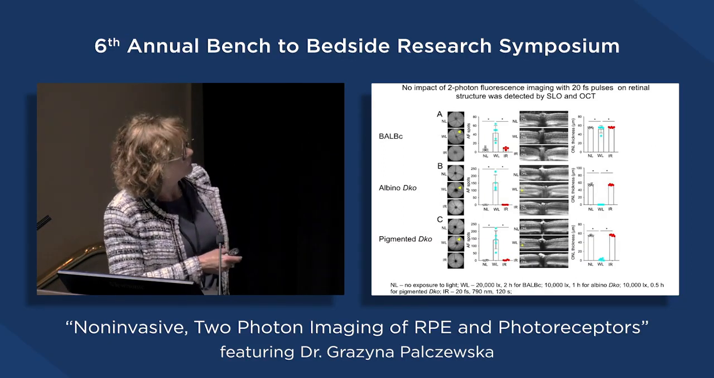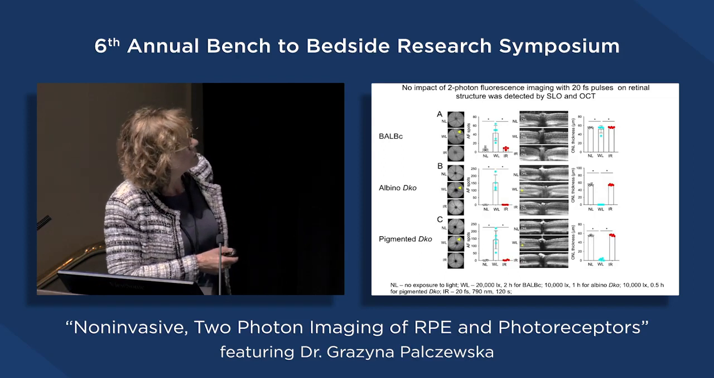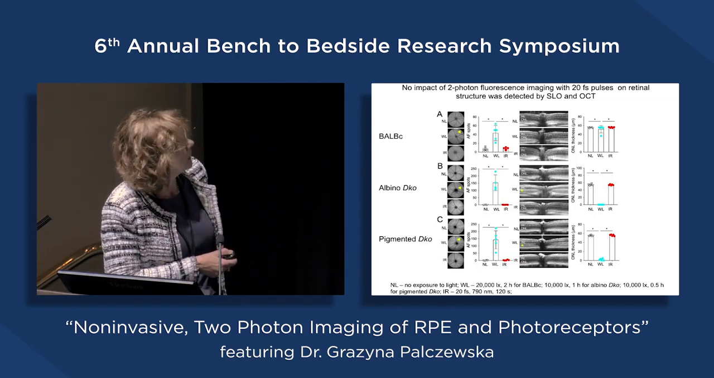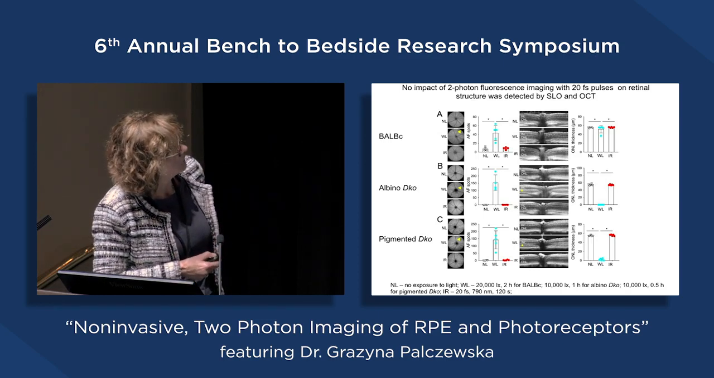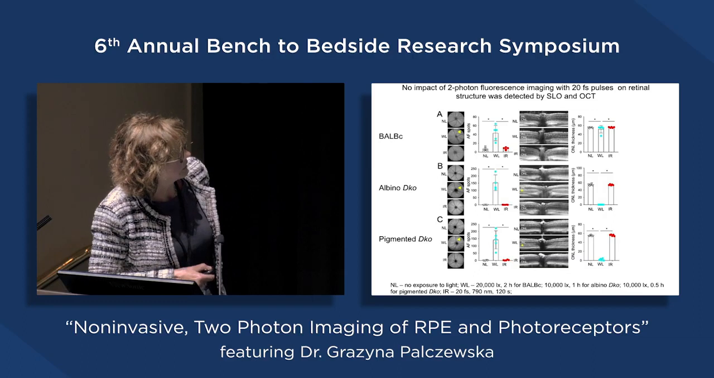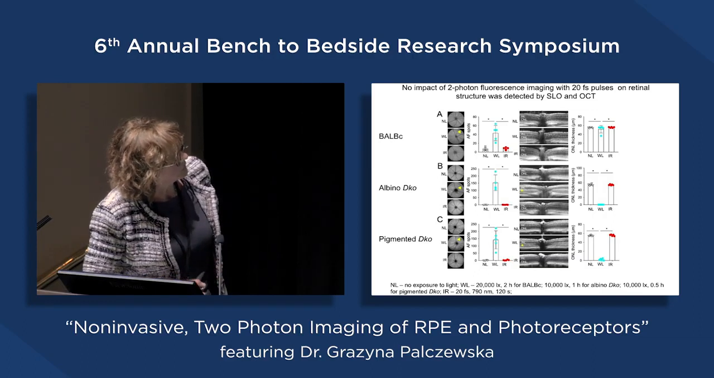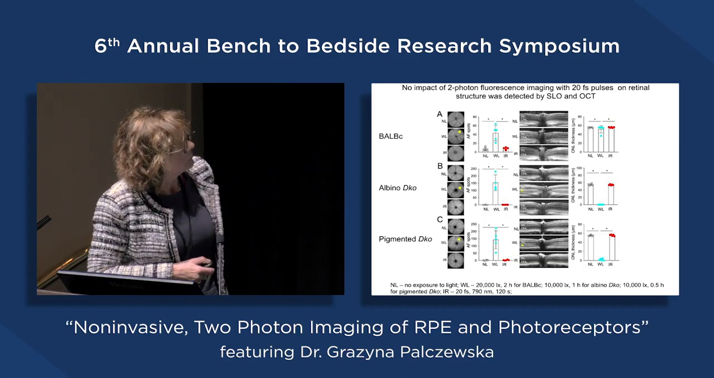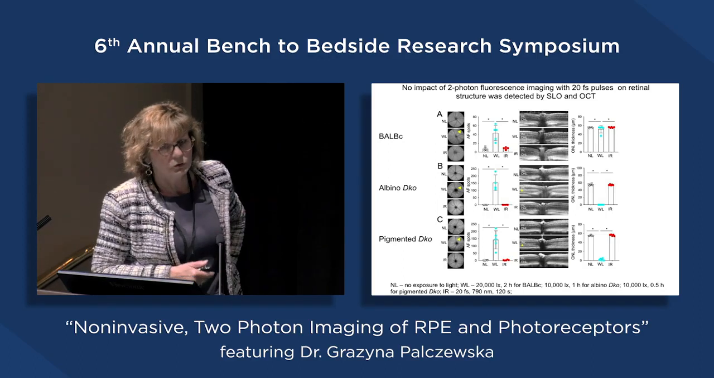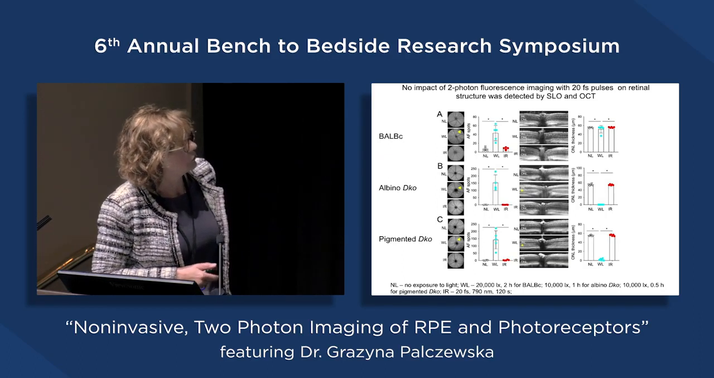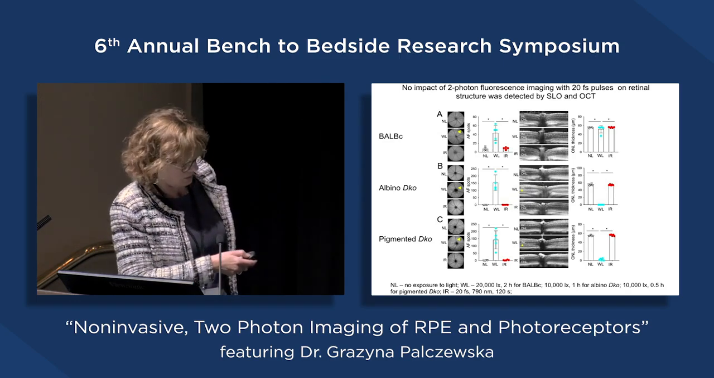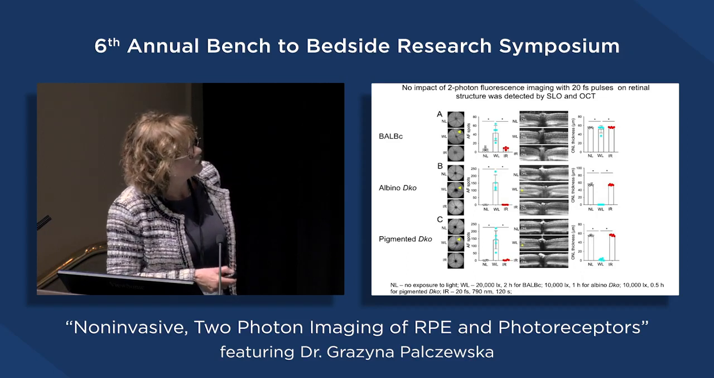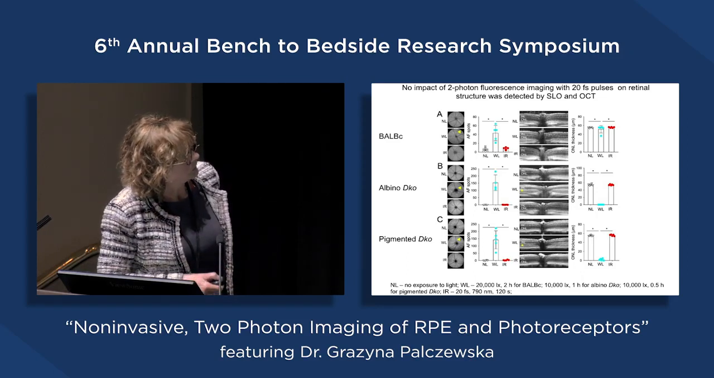So here, to assess the safety, we use the in vivo test, and on the left are the scanning laser ophthalmoscopy images in BALB/c, albino double knockout, and pigmented double knockout. And here are the OCT images. And mice were exposed to either white light, to imaging light for 120 seconds, or were not exposed to any light. So shortly, we see that there is no impact of the imaging for 120 seconds on the structure of the retina.